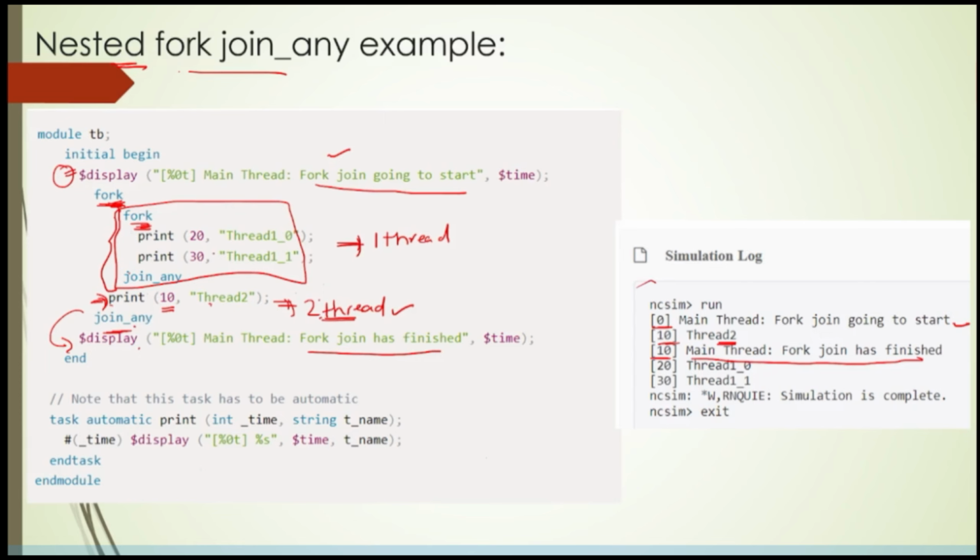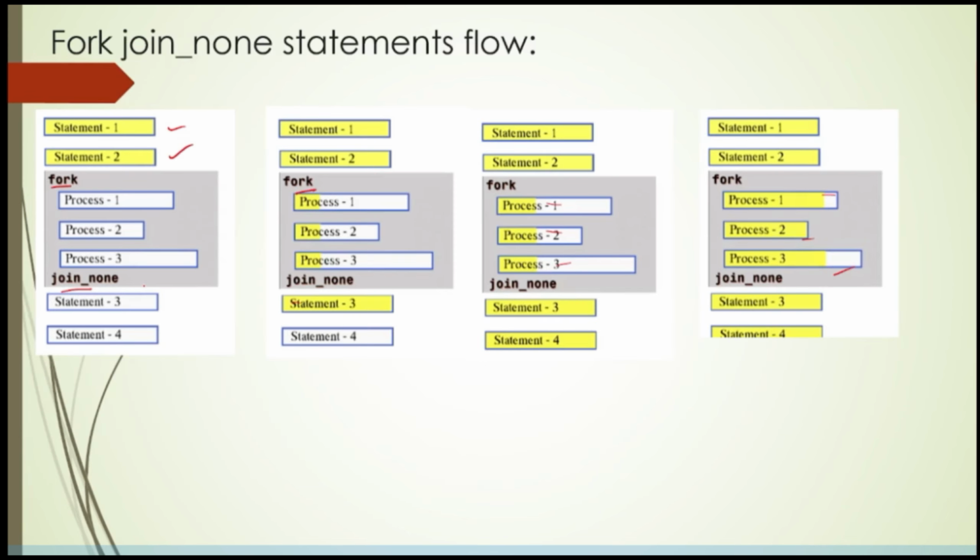Now based on the time delay the remaining blocks will be executed, like this one at 20 and this at 30. Hope you got an idea of how we can nest the fork join any and how we can expect the output when using nested fork join any. If you still have any doubts you can comment in the comment box or on my social media handles. I'll definitely reply. If you see here, this is my particular task print, and from this I'm using this print here. So I'm calling the tasks within the fork join any. Got my point? So this is about fork join any.